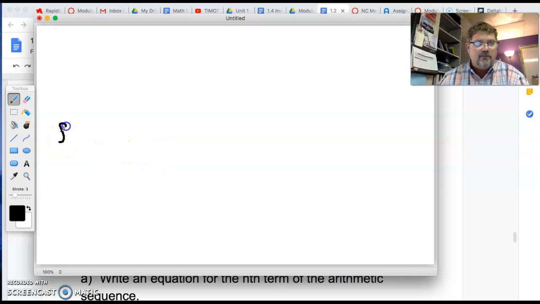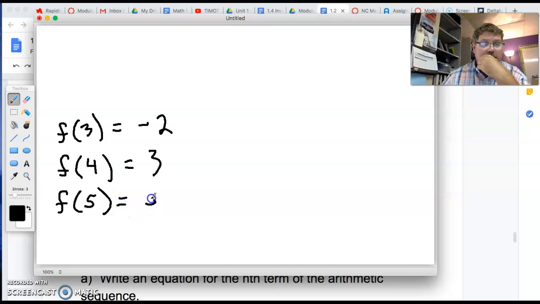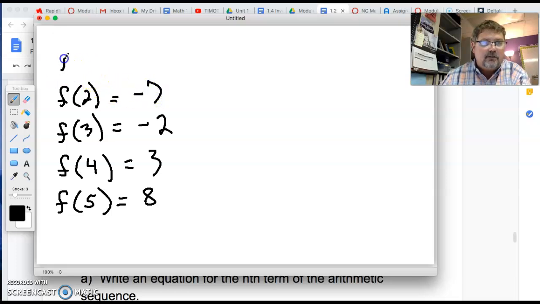All right, so f of 3, we know, is negative 2. That's what they're telling me. We know the next one down there adds 5, right? And so f of 4 is 3. f of 5 is 8, and so on, right? But we need to go backwards to find that f of 1. So for f of 2, I need to subtract 5 from this negative 2, and I get negative 7. For f of 1, subtract 5 again, I get negative 12. So now I've found my first term.